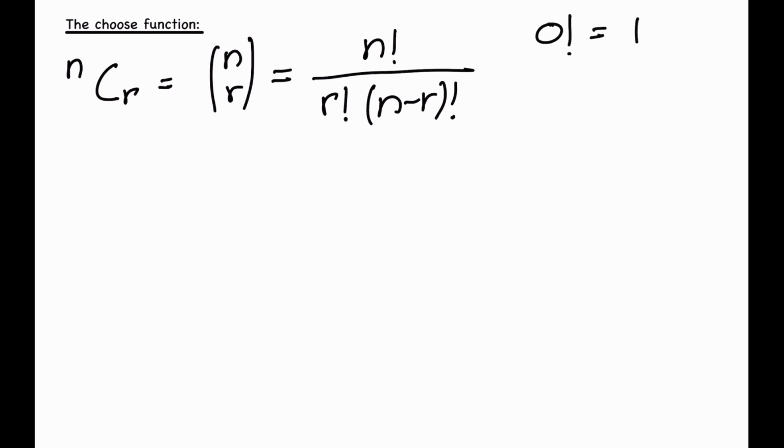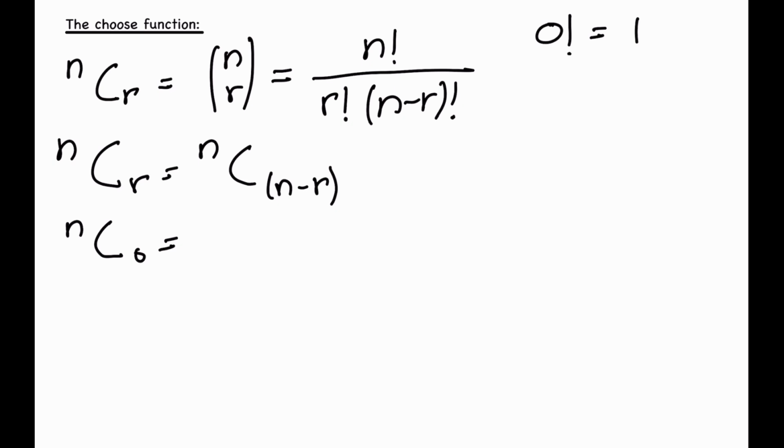And there are a few rules that you could know about this. So n choose r would be the same as n choose n minus r. It would be the same value of an outcome that you would get. And then n choose 0 is always 1, and n choose 1 is always n.